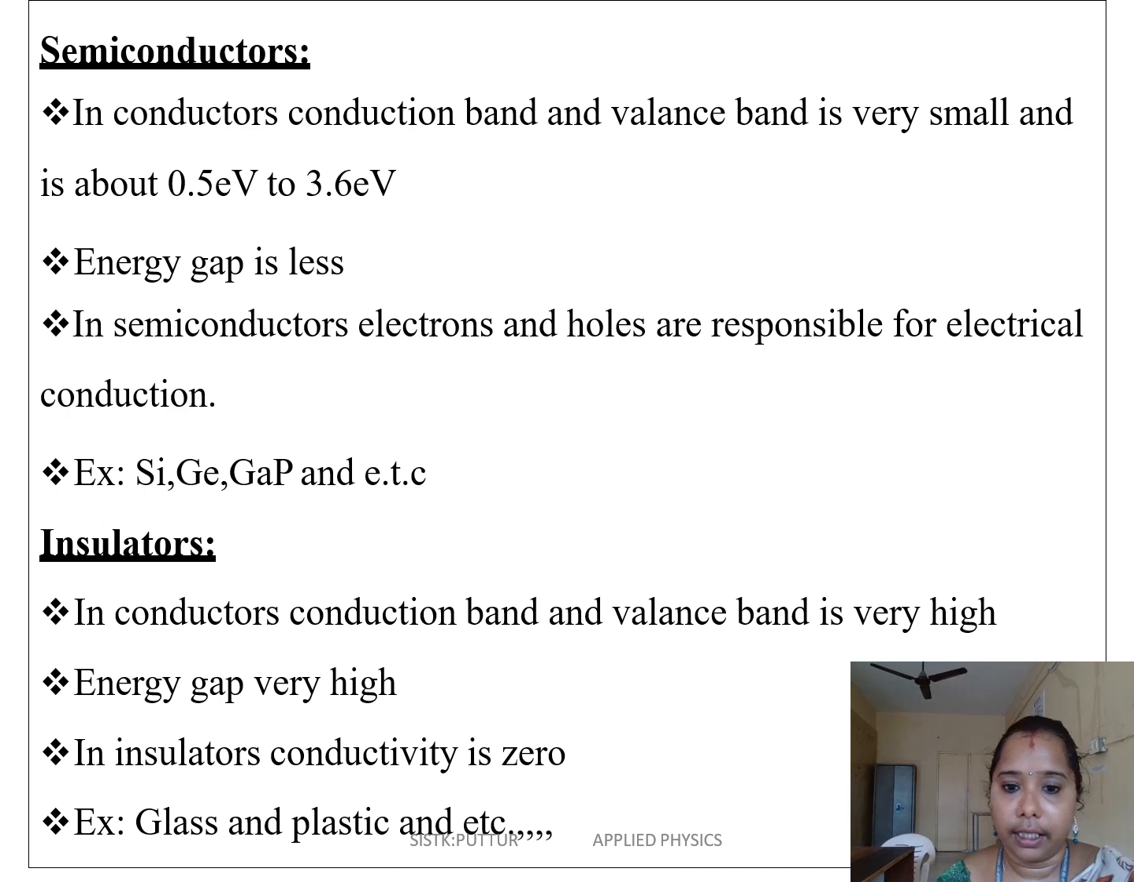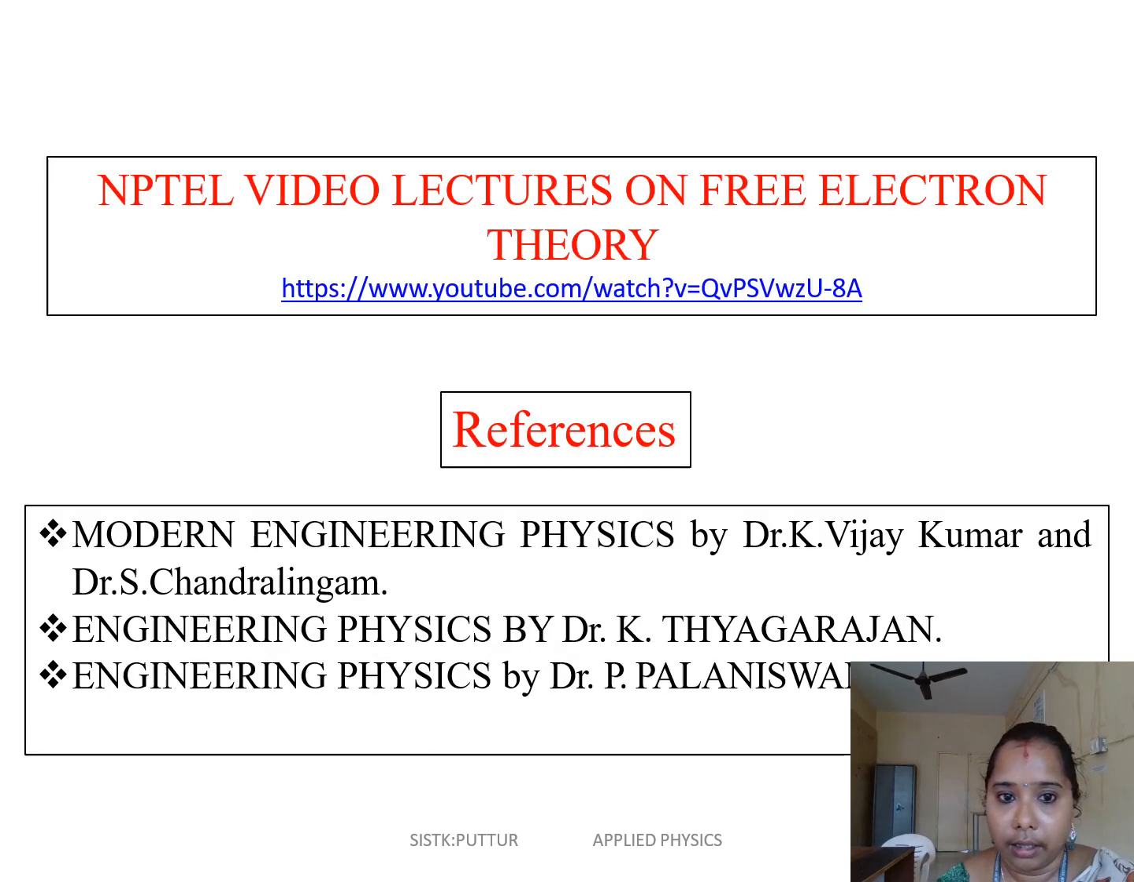In the case of an insulator, the energy gap between the valence and conduction bands is very high, nearly 7 electron volts. In an insulator, the conductivity is 0 because it does not support electricity; it completely opposes the electricity. That's why the conductivity is 0. Examples of insulating materials are glass and plastic. So this is about the electronic materials: conductors, insulators and semiconductors.